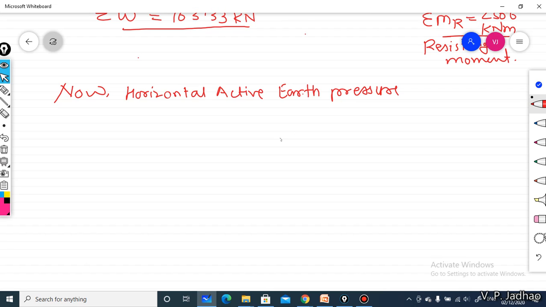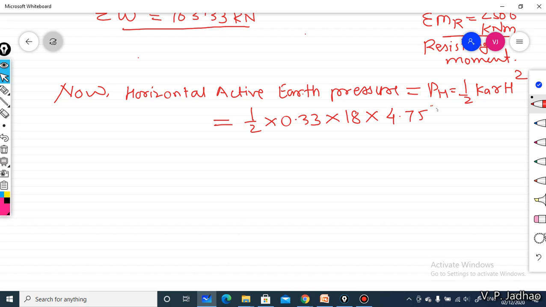So we have to calculate the horizontal active earth pressure. This horizontal active earth pressure is given by pH. pH is equal to half into Ka gamma h square. Just put the values: half, we have already calculated the value of Ka, that was 0.33, multiplied by gamma. Gamma is the unit weight of soil mass, that is 18, and we have calculated the total height 4.75 square.